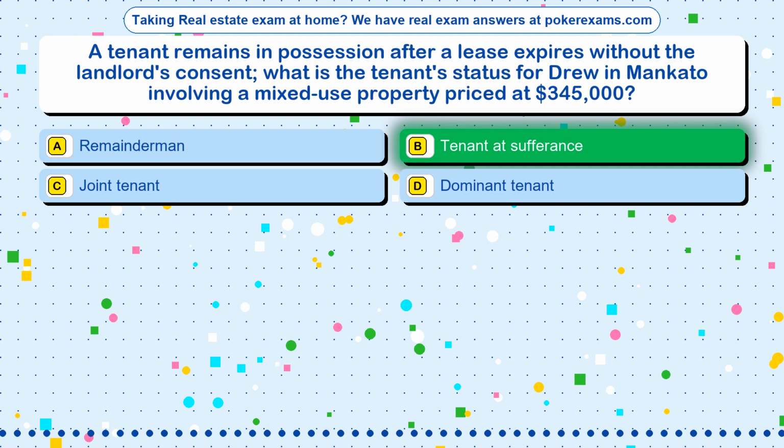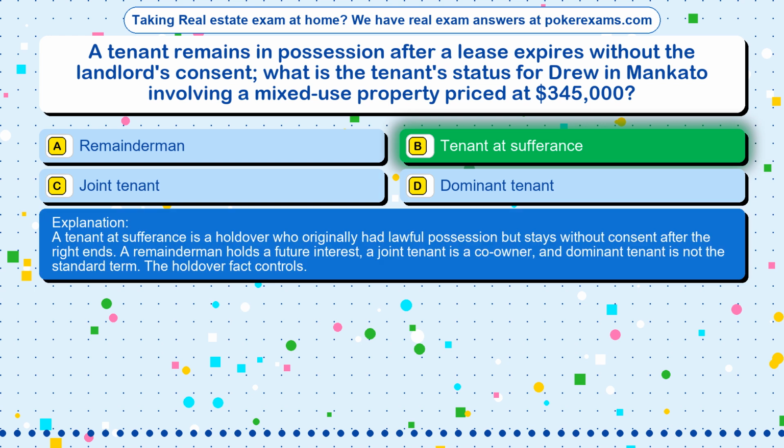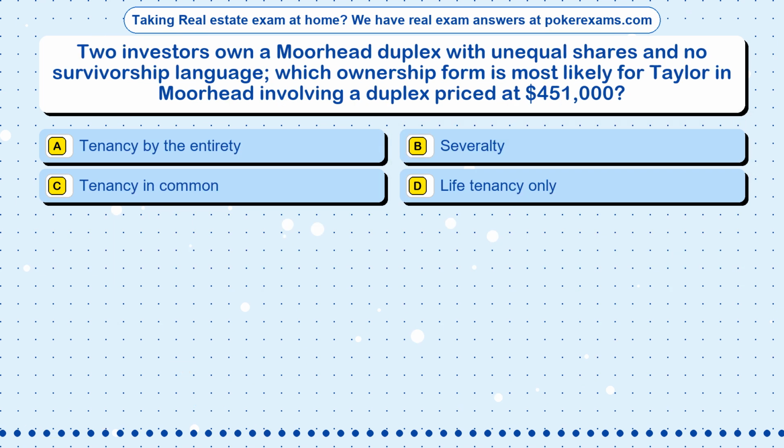The correct answer is option B, tenant at sufferance. A tenant at sufferance is a holdover who originally had lawful possession but stays without consent after the right ends. A remainderman holds a future interest, a joint tenant is a co-owner, and dominant tenant is not the standard term. The holdover fact controls.